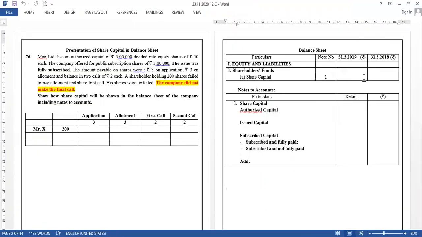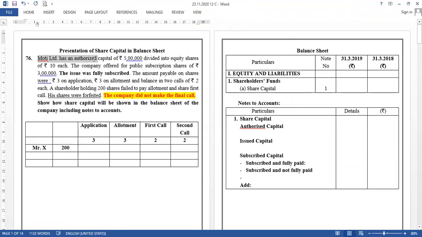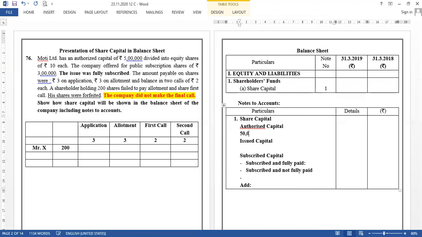Let us read the question and try to complete the sum. Moti Limited has an authorized capital of rupees 5 lakh divided into equity shares of 10 each. My habit is, read one statement, and if you can write it somewhere, write it down. Authorized capital is rupees 5 lakh divided into equity shares of 10 each. Dividing by 10, we get 50,000 shares. So let me write 50,000 shares over here. You can mention these as equity shares of rupees 10 each, and the amount has to come to rupees 5 lakh.